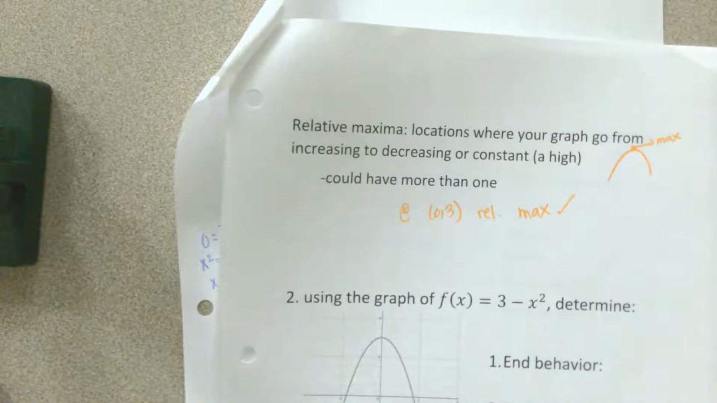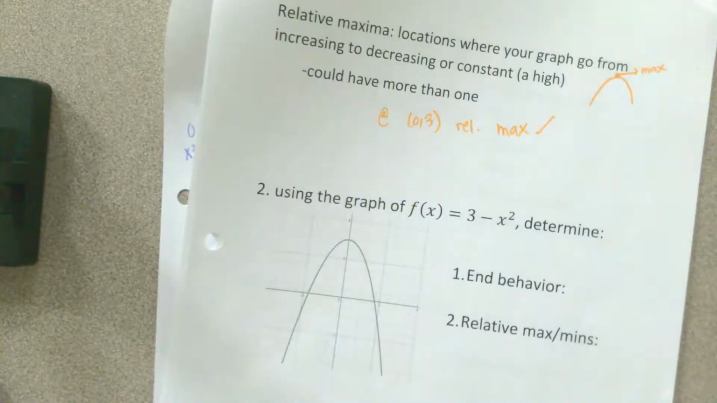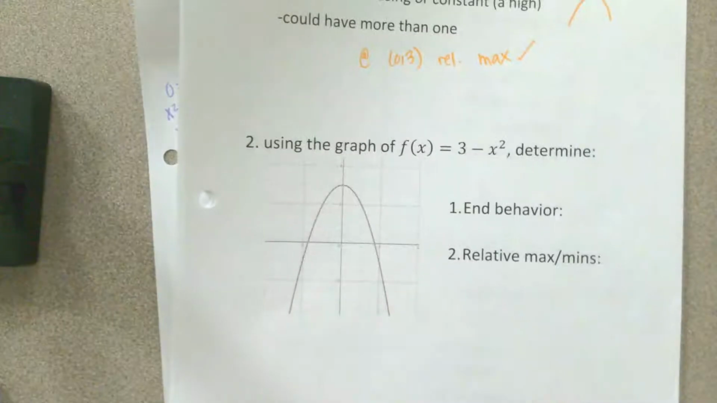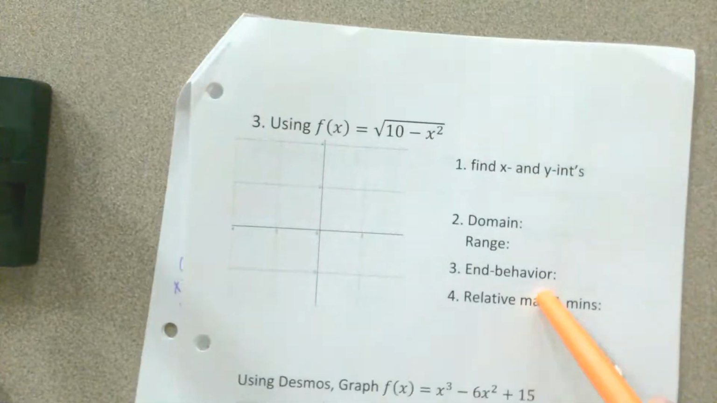Okay, so using the graph of f of x equals 3 minus x squared, determine end behavior and relative maxes and mins, which is exactly what we just did, so I'm going to skip. Alright, so now let's do a different example.